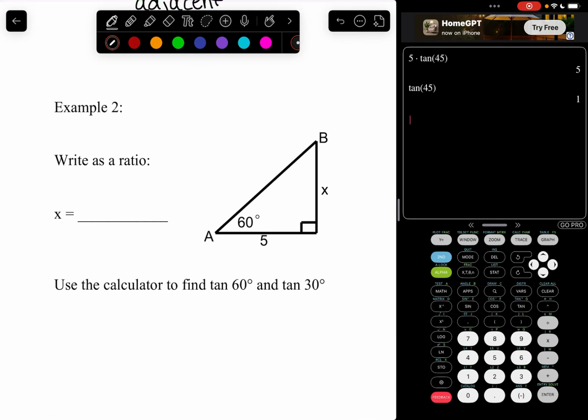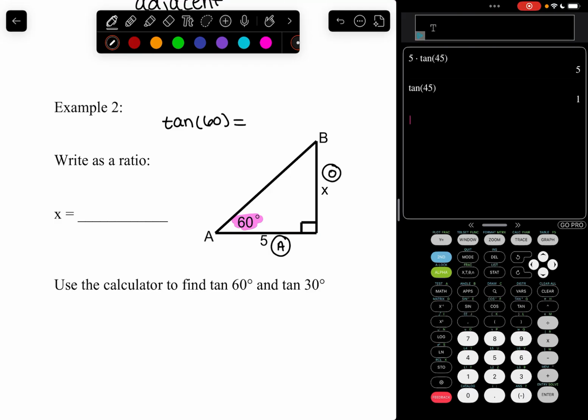Example number 2. Here is my given angle. Again, I have the opposite side and the adjacent side, so I'm going to label this O and A as opposite over adjacent. Remember that tangent is opposite over adjacent. So I'm going to write this as the tangent of 60 equals, and then the ratio is opposite over adjacent, so it's x over 5 again.